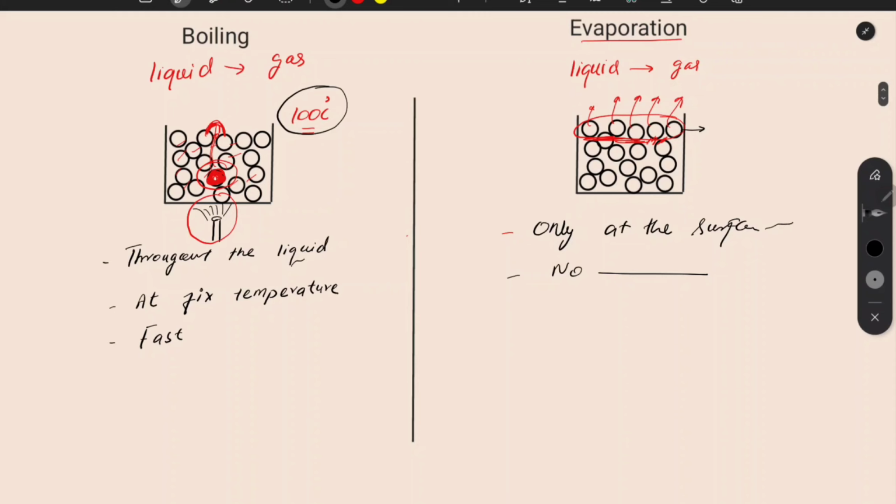And boiling is a fast process. As you are heating it at a higher temperature, 100 degrees centigrade, and using a flame or any other source to heat this liquid, this process of conversion of liquid into gas will occur very fast. And evaporation is comparatively a slow process, and these are the three differences you should know between boiling and evaporation. So if you are asked these questions, you can write these three points: boiling will occur throughout the liquid, it will occur at a fixed temperature, and boiling is fast, and the opposite for evaporation.